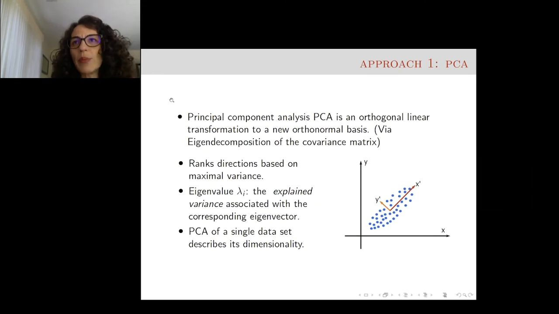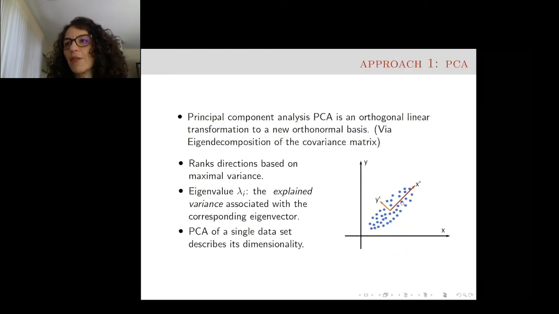Just to remind you, principal component analysis, or PCA, is an orthogonal linear transformation that provides you with a new basis. That basis gives you so-called principal directions, and it ranks these directions based on maximal variance. The first direction is the one in which there's the most variance in your data. If you look at this little picture, we start with a coordinate system X and Y, and we come up with X prime, Y prime. You can see that X prime is the first principal component because there's more variance in that direction than in the second direction.